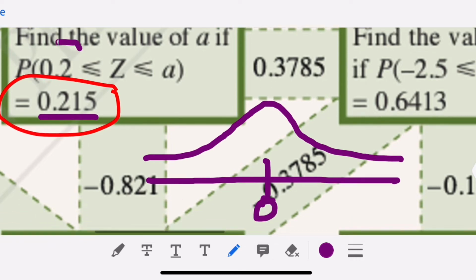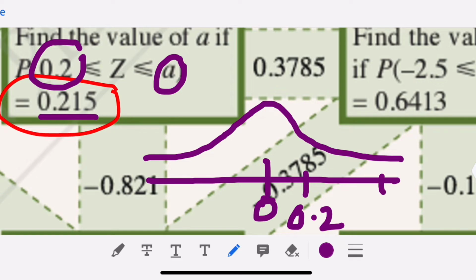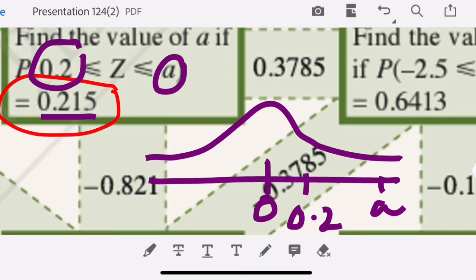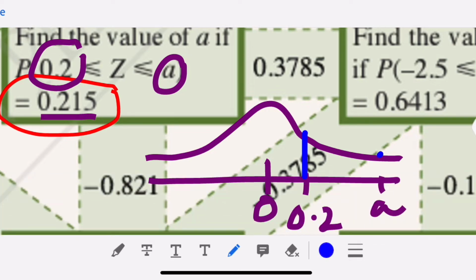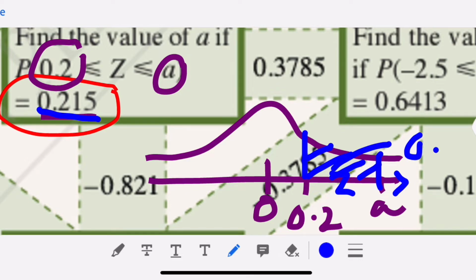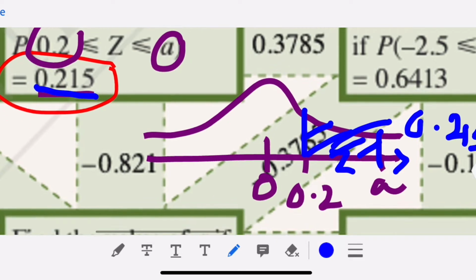So I look at here, positive 0.2, so it will be somewhere here, and A should be more than 0.2, right? If you look at the inequality sign. So I'm going to draw a border first. Okay, it's inclusive of the borderline, and the Z is somewhere here, right? So we shade the region, and the region is represented by this much. So this area is 0.215. Okay, it's a small area.